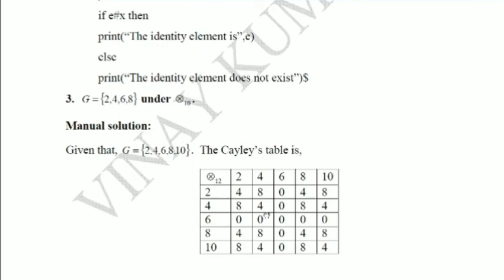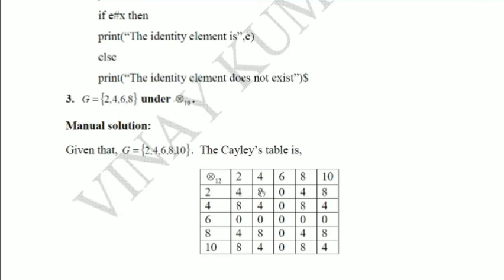See, is there any row which is same as the topmost row? No, none of the rows is the same as the topmost row. That means this has no identity element, because there is no single element which gives you A multiplication modulo 12 E is equal to A. Suppose I give A as 2, 2 into which element gives you 2? None of the elements gives you 2.